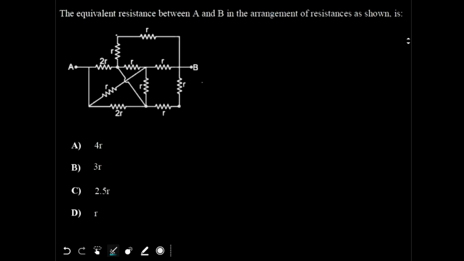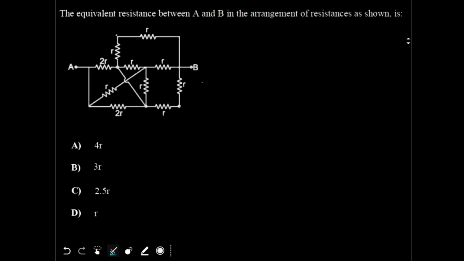Okay, see this question. We have to find the equivalent resistance between A and B in the arrangement of the resistances as shown. So this is A, this is B, and we have this matrix over here. We have to simplify this. So now how do we solve this?